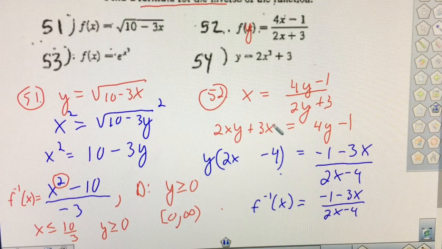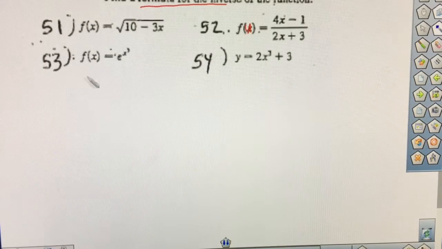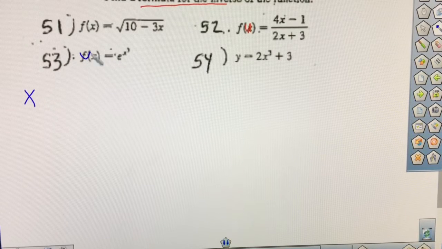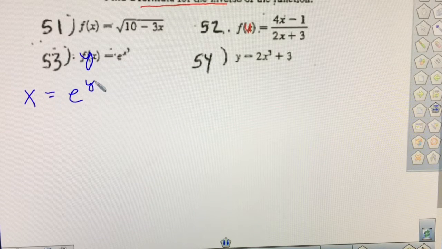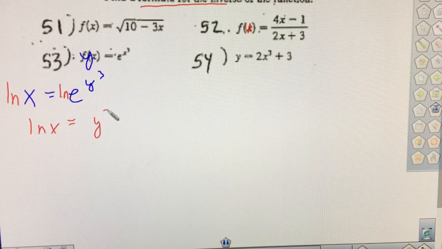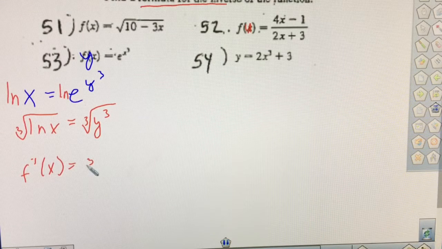53, I believe that's e to the x cubed. So I'm going to rewrite it as x, because this is supposed to be y, equals e to the y cubed. I'm going to solve it for the exponent, so I'm going to ln both sides. So I'm going to ln this left side, that means I have to ln the right side. When I ln e, it cancels out and just brings down the y cubed. So the new equation is going to be ln of x equals y cubed. I cube root both sides. So y is going to equal the cube root of ln x, or f inverse of x equals the cube root of ln x. It looked kind of difficult when we first looked at it, but it's really not that big of a deal.